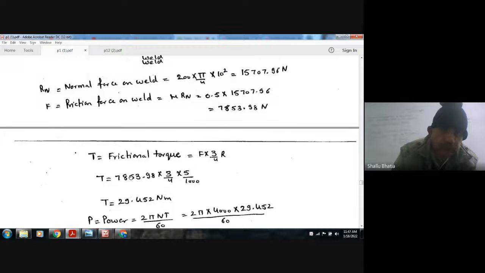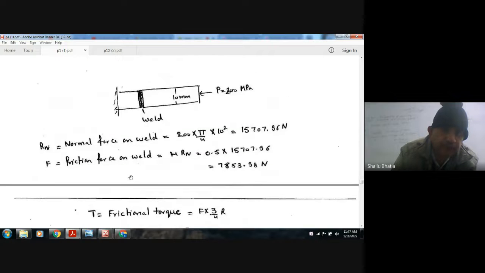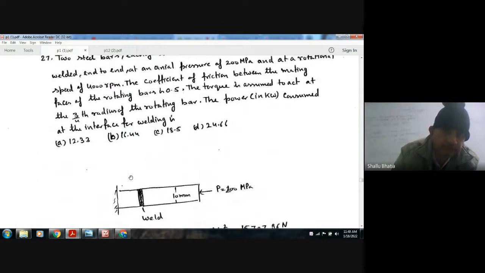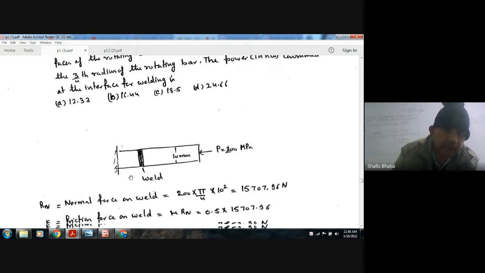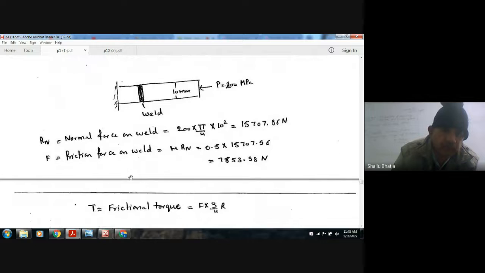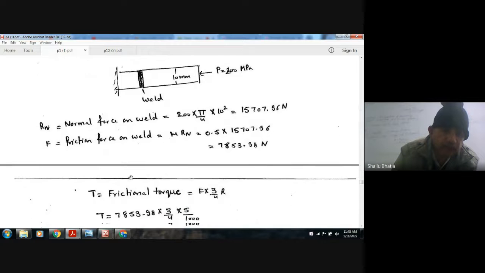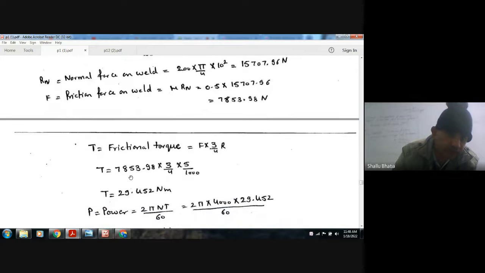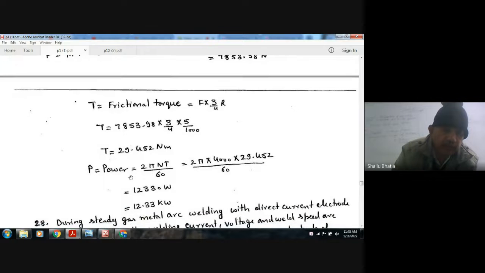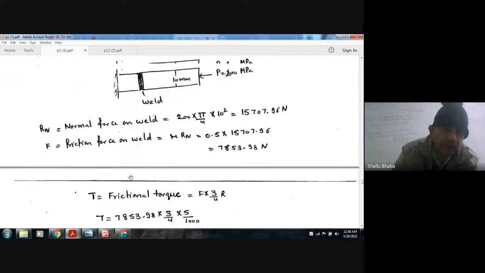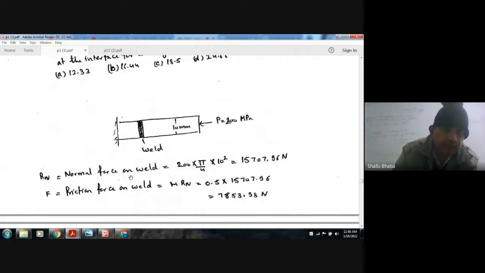So that is 2 pi N T by 60. So the power consumed at the place of the welding, with the speed given as 4,000 rpm, we have found out. So the answer is 12.33 kilowatt.